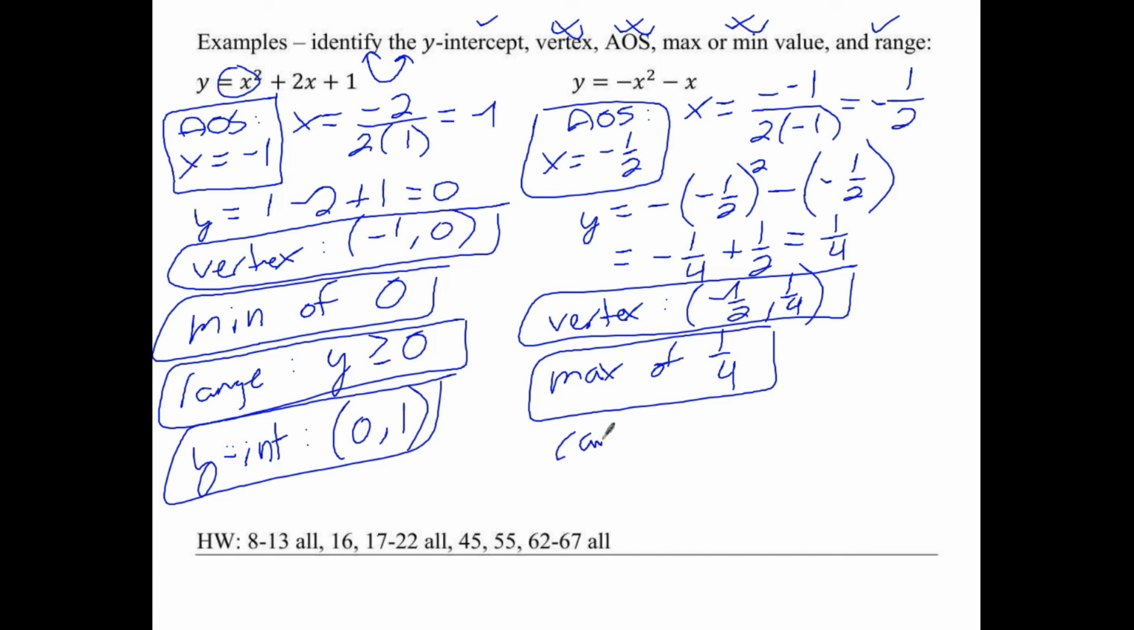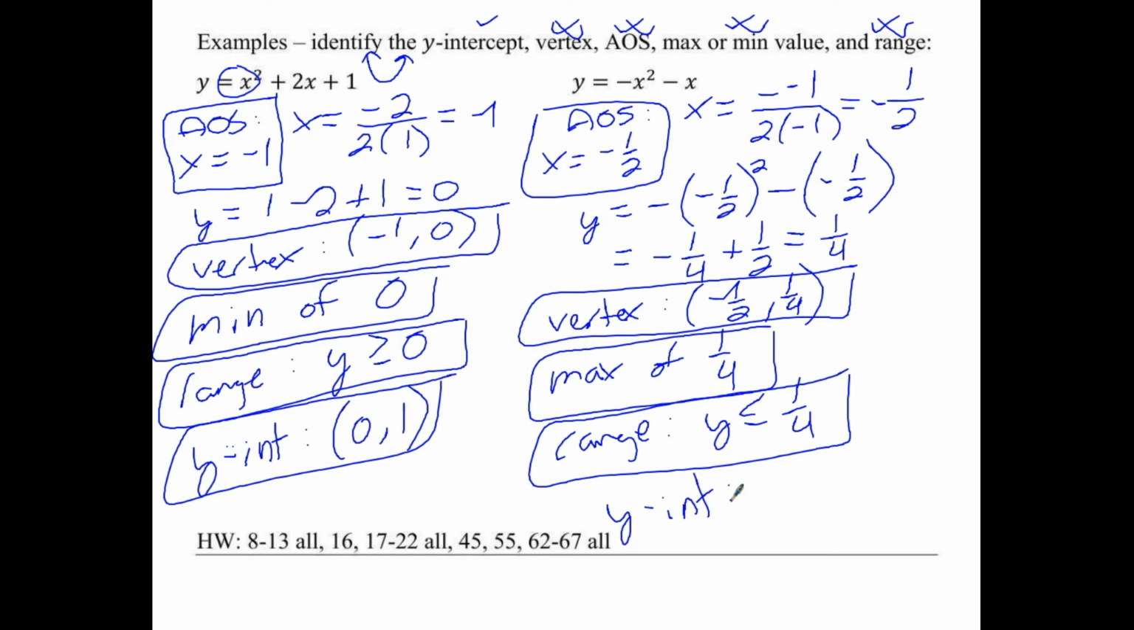Now what? Range. Y is less than or equal to 1/4, the y-coordinate of the vertex again. Range is done. What am I missing? Y-intercept. What is it? 0, 0. The C value is missing here. That means it's 0. So 0, 0 is the y-intercept, and we're done. And speaking of being done, that's it. This section is over.